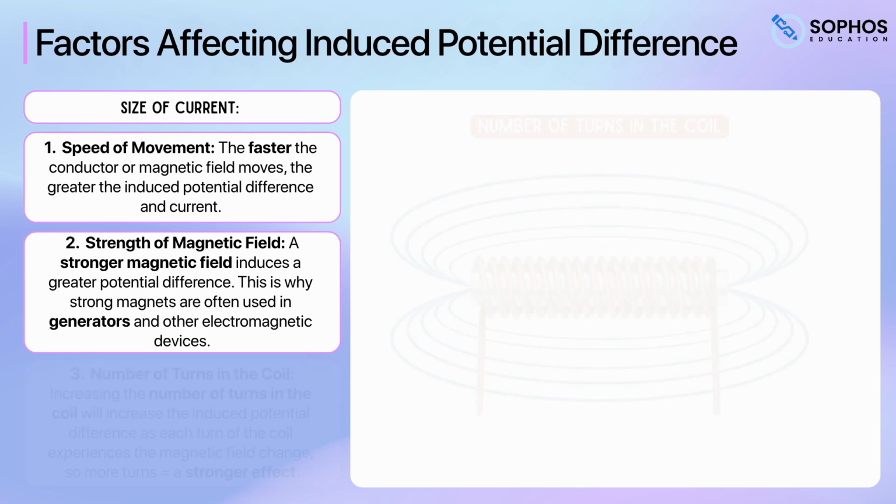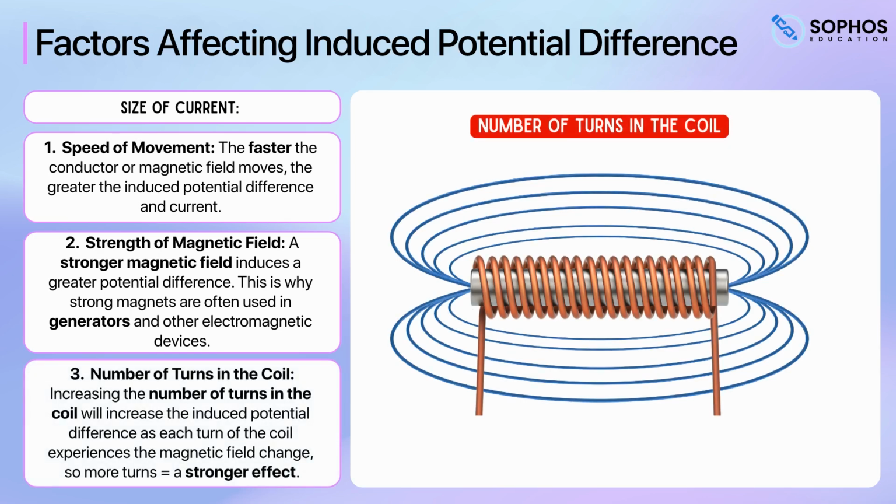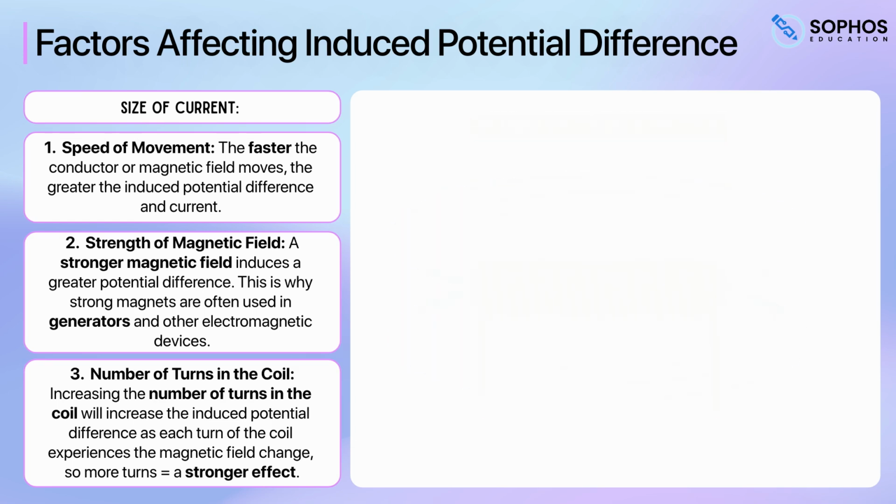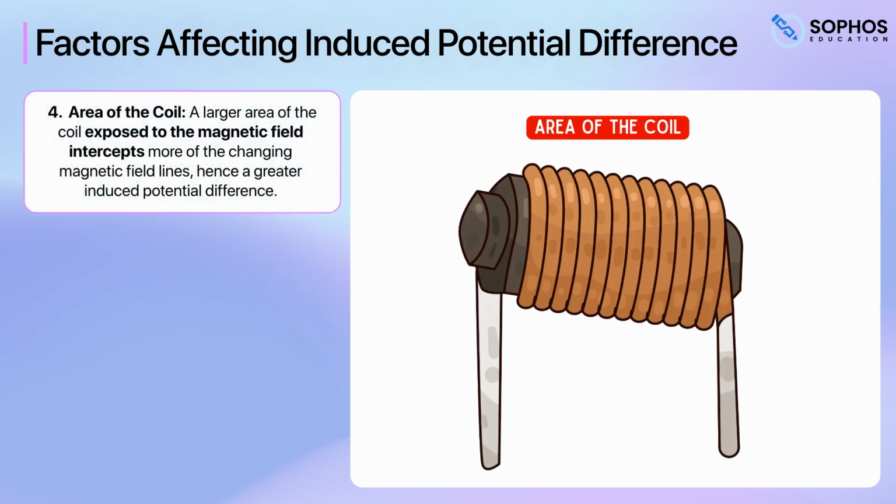The third factor is the number of turns in the coil. If you are using a solenoid, increasing the number of turns in the coil will increase the induced potential difference. Each turn of the coil experiences the magnetic field change, so more turns mean a stronger cumulative effect. Finally, we have the area of the coil. A larger area of the coil exposed to the magnetic field results in a greater induced potential difference. Essentially, a bigger coil can intercept more of the changing magnetic field lines, leading to a higher induced voltage.